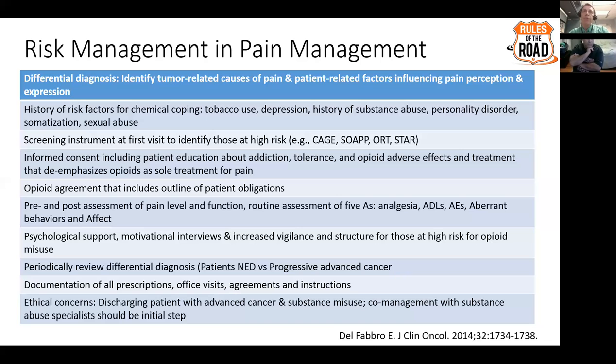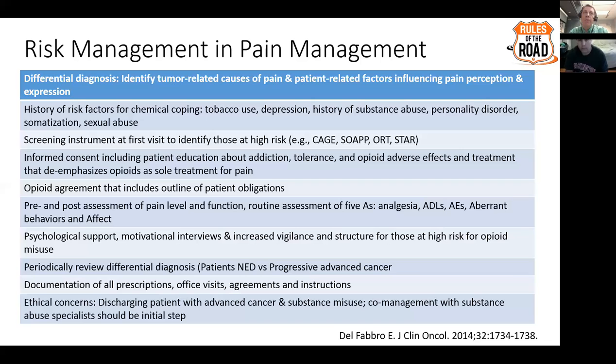We do need to revisit the differential diagnosis. And I think that as we have this increasing population of cancer survivors in this country, now over 2 million, patients with no evidence of disease probably need different treatment goals than those patients that have advancing, progressive, advanced cancer. Documentation is essential, just like it is in chronic non-malignant pain.